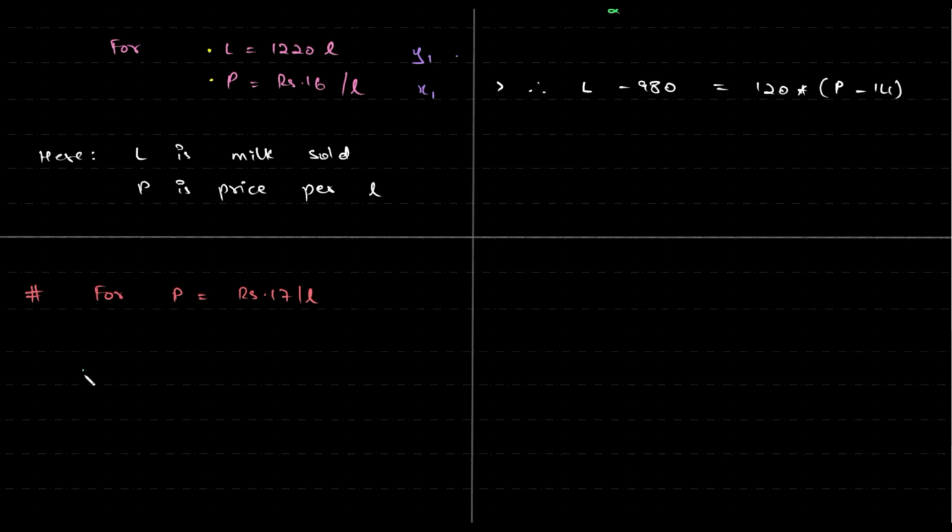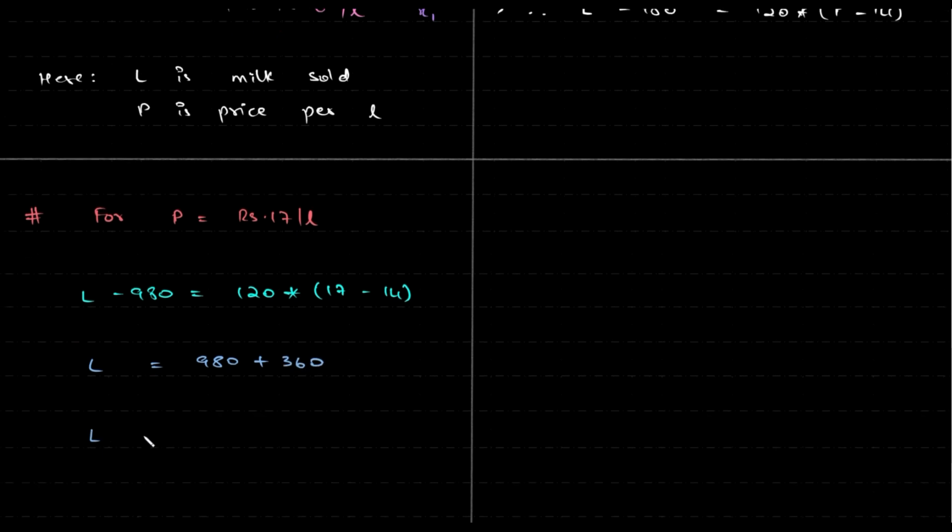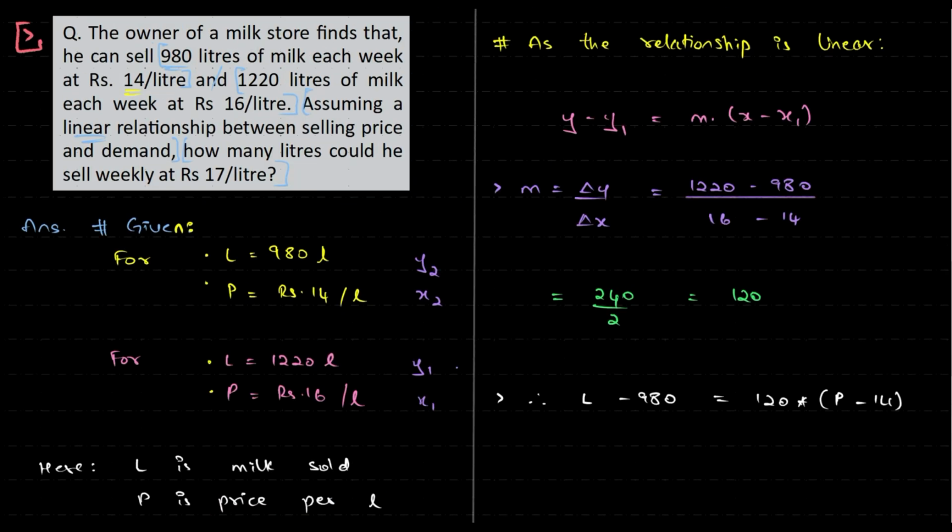So we have L minus 980 is equal to 120 into, let me substitute it actually, 17 minus 14. So then we can directly solve it, no need for too many steps. So this is equal to 980 plus 3 times 120, which is 360, and so on. So L is equal to 1340 liters. Does it make sense? Right? So that would be your answer.